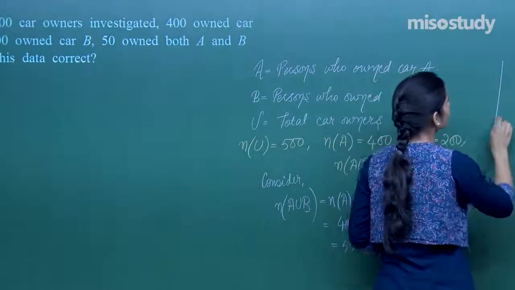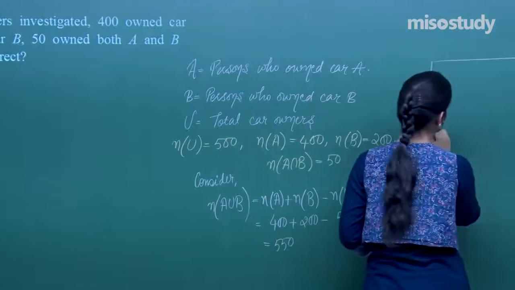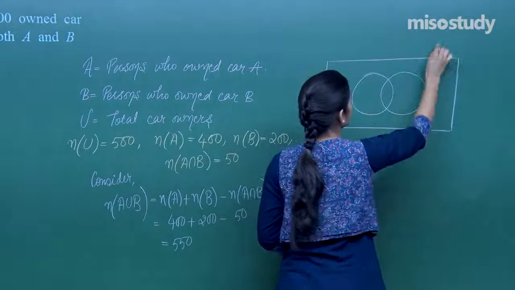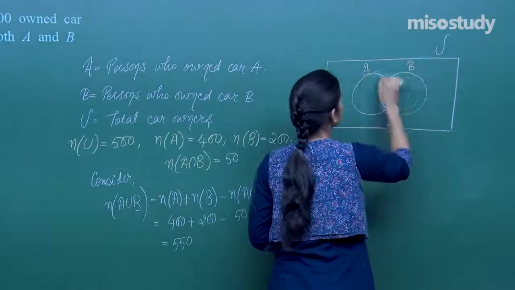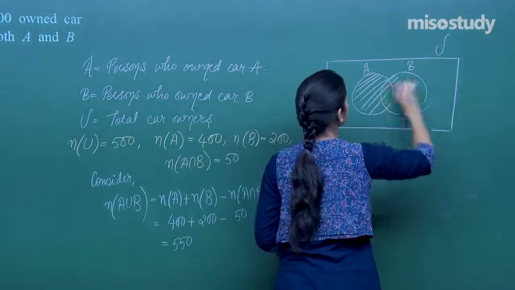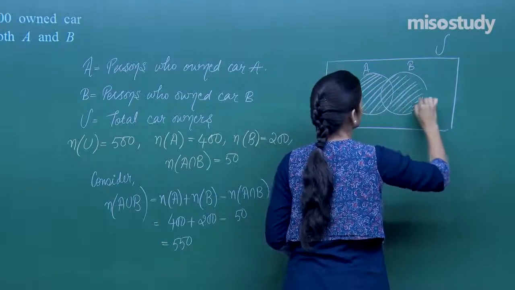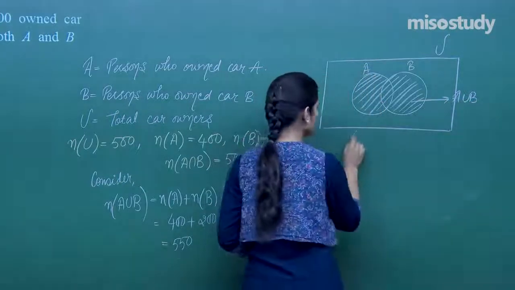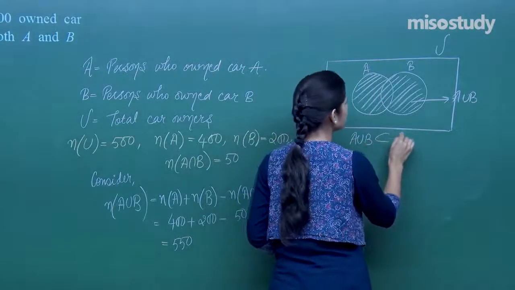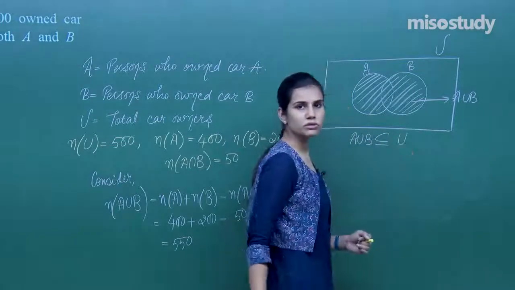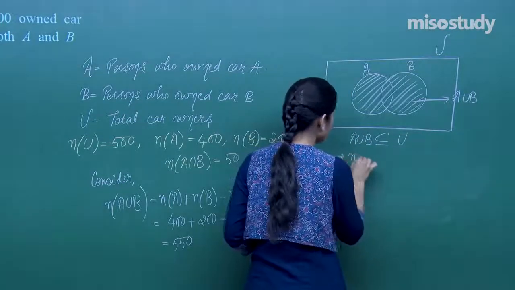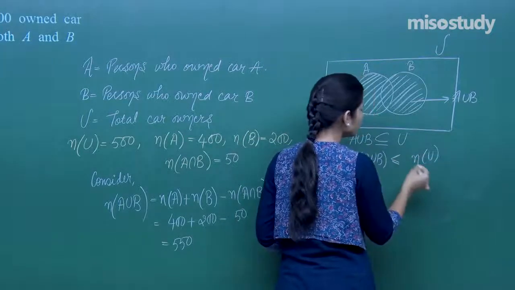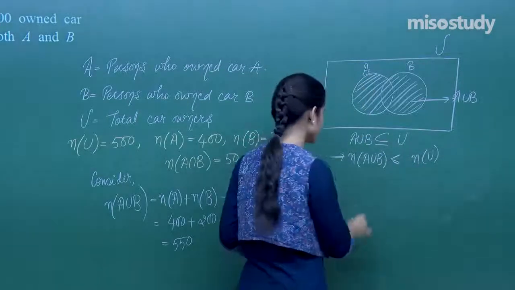Now you all know, if I show you through the Venn diagram, this is A, this is B, that's my universal set. A union B is this. This is what? A union B. Clearly, A union B is always strictly contained in the universal set, or it is equal to the universal set, which implies the number of elements in A union B is strictly less than the number of elements in the universal set, or at the max equal to the number of elements in the universal set.